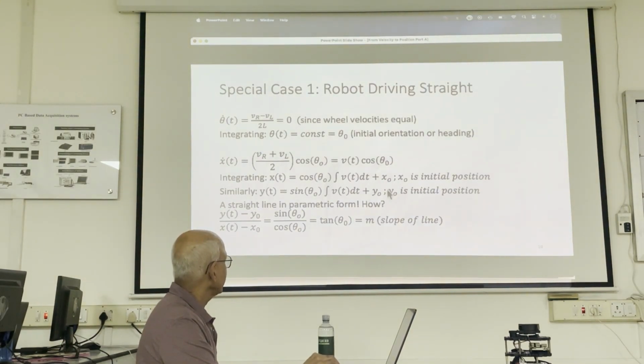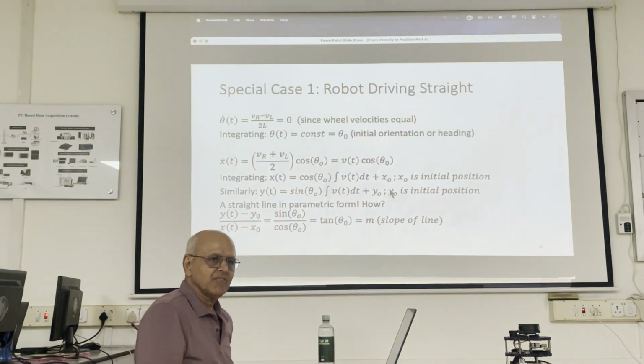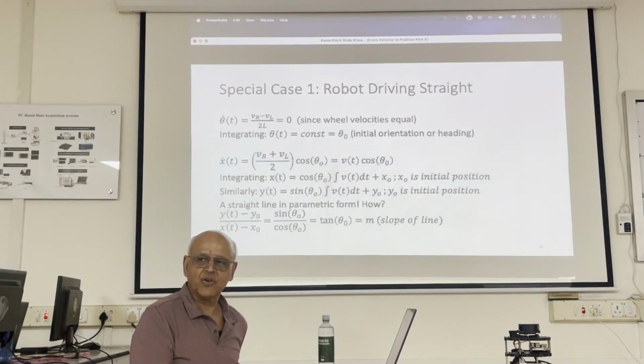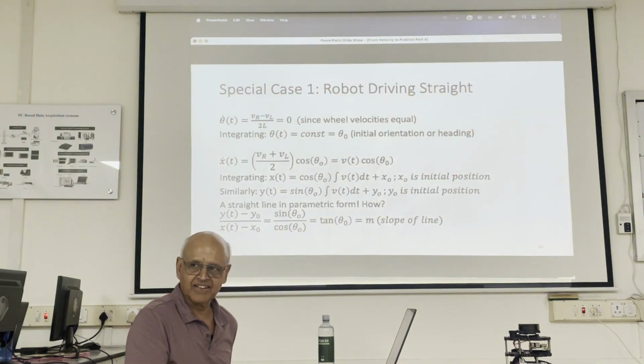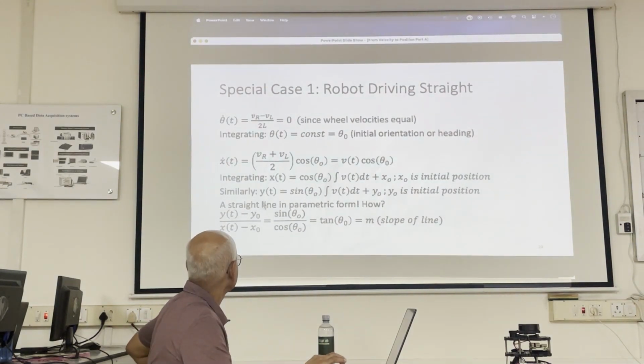Now, that doesn't look like a straight line, and that's because we generally focus on y equals mx plus c. We don't consider what is known as the parametric form of the straight line. So you can get the parametric form this way. Y of t minus y naught over x of t minus x naught, divide one by the other. It is sine theta naught by cosine theta naught.